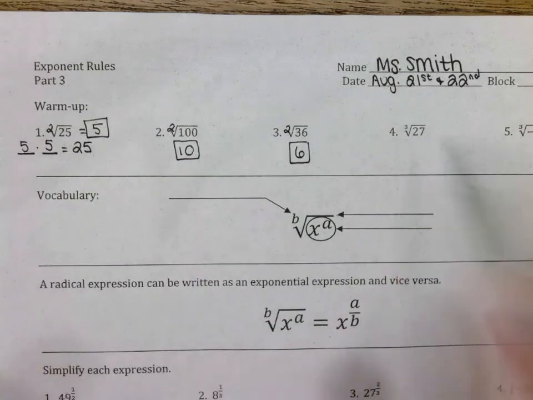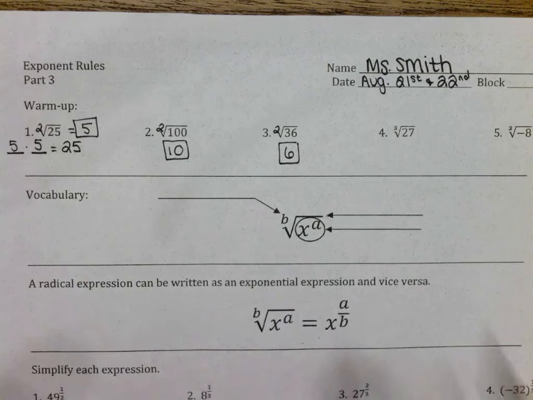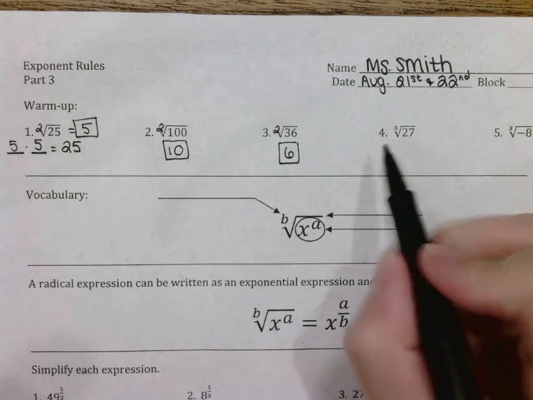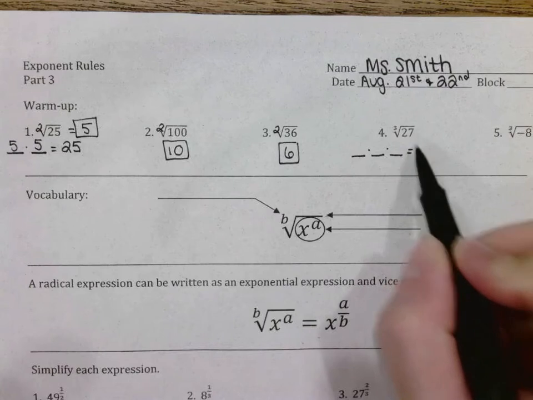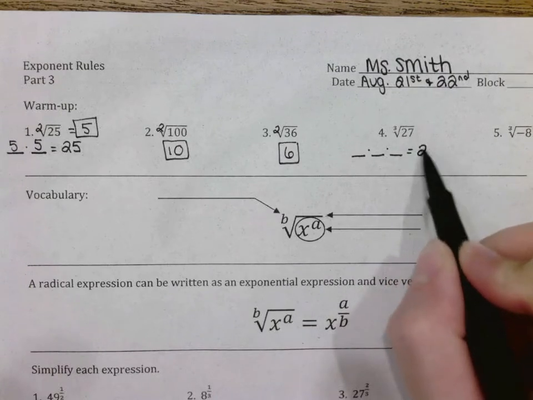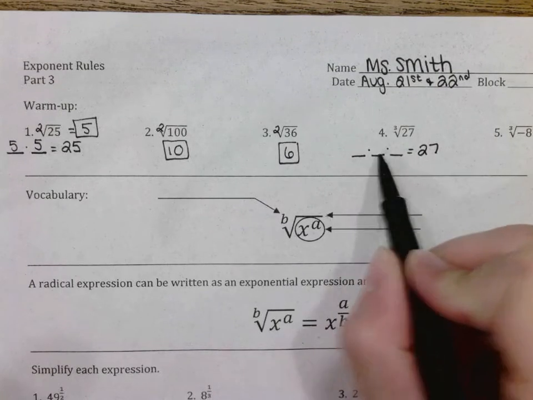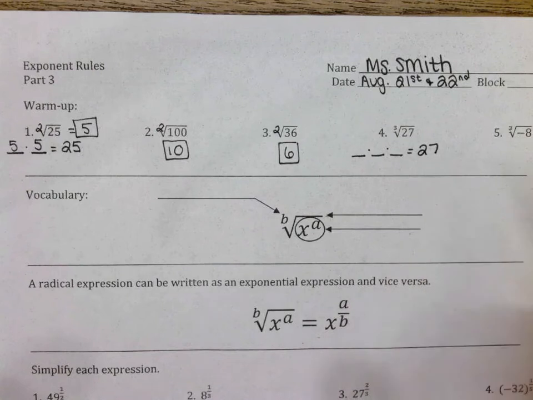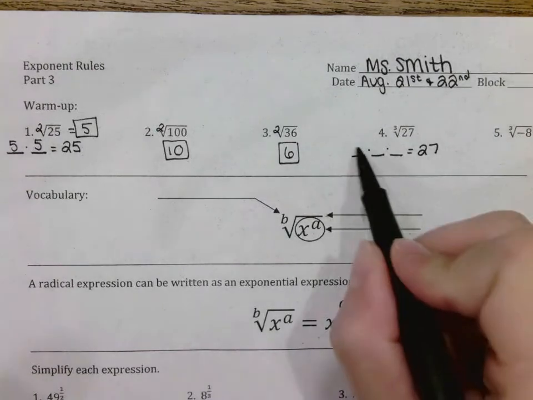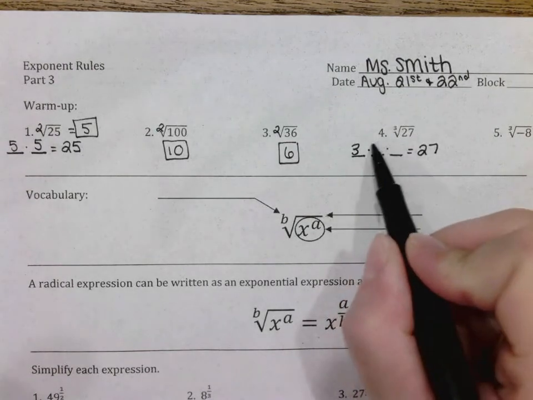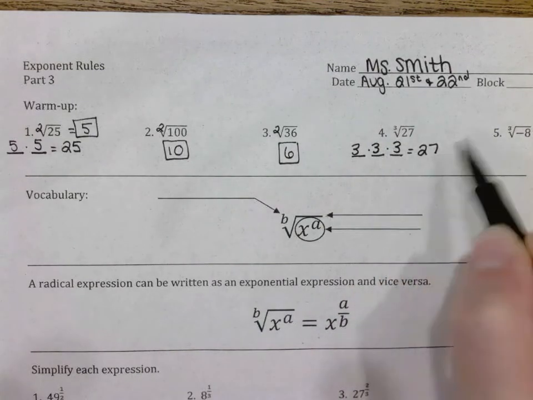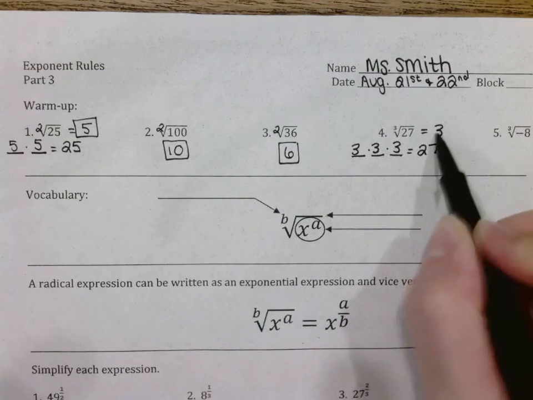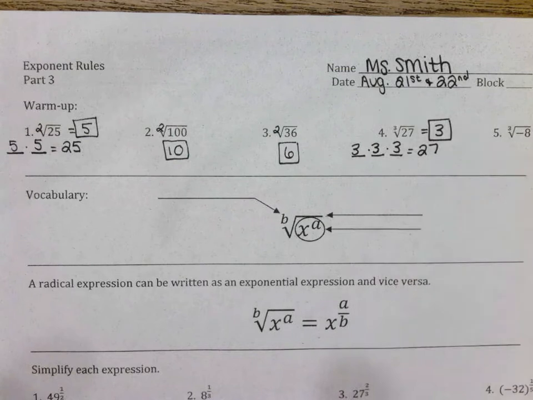And so down here we have cube roots. So we know we need 3 things that are going to multiply to get us this 27. So something times something times something is going to get us 27. The only thing that works is 3. 3 times 3 is 9. 9 times 3 is 27. So I know my answer is 3.